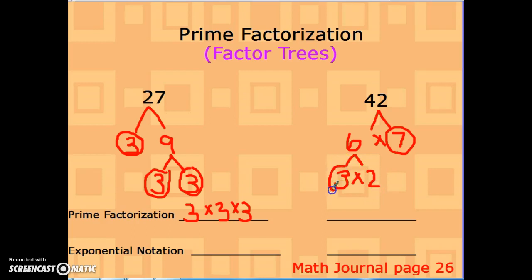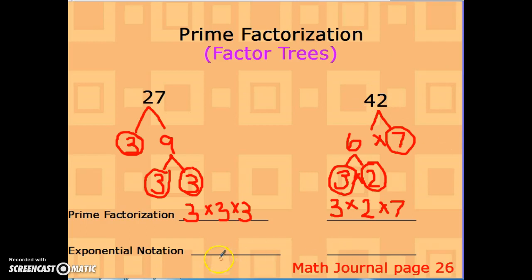3 and 2 are both prime, so I'm going to circle those. And now my factor string, or my prime factorization for 42, is 3 times 2 times 7. And again, if I were to check, 3 times 2 is 6, times 7 is 42. And so I get my product.